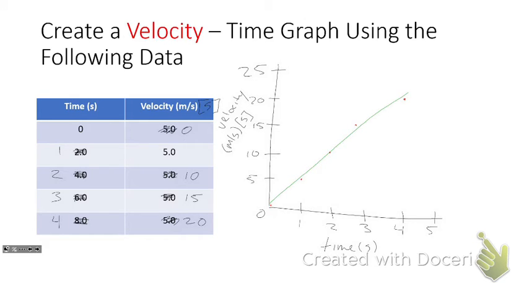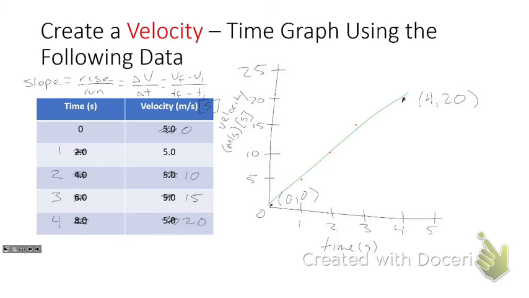And then, if I wanted to ask you guys to find the slope of this line, slope is rise over run. In this case, my velocity is on the y-axis and my time is on the x-axis. Okay, and this is VF minus VI over TF minus TI. So my last coordinate up here is again 4 and 20, and my first coordinate here is 0 and 0.